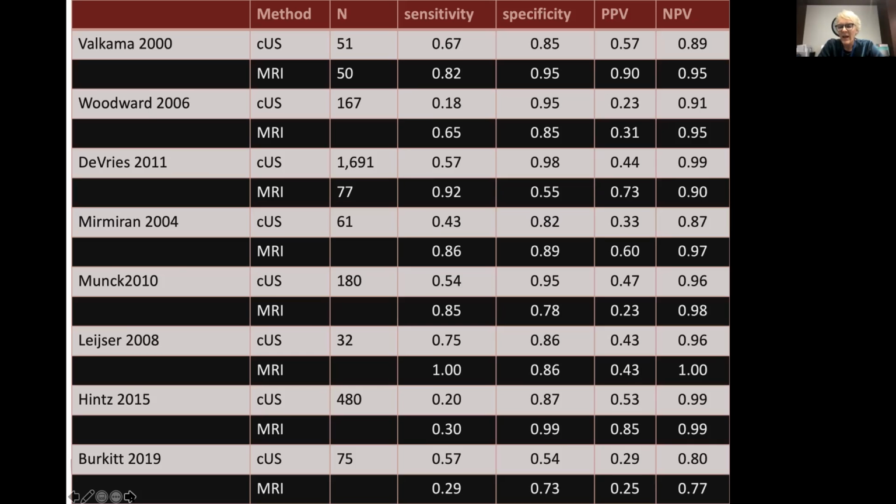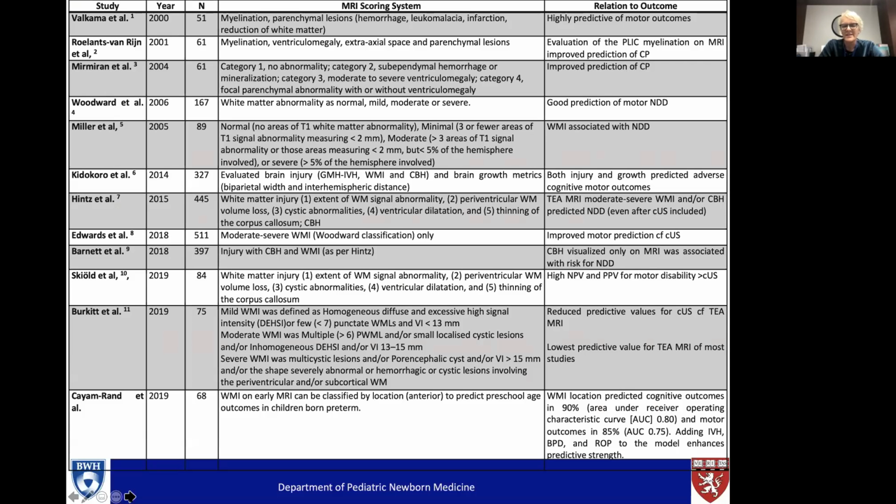So MRI can be important in delineating injury and also very important in reassuring families that no injury exists. When we look at all these different studies, it's very important to understand that each of them has used different ways of looking at the MRI. So not every MRI comes out automatically with a report card of what you see.